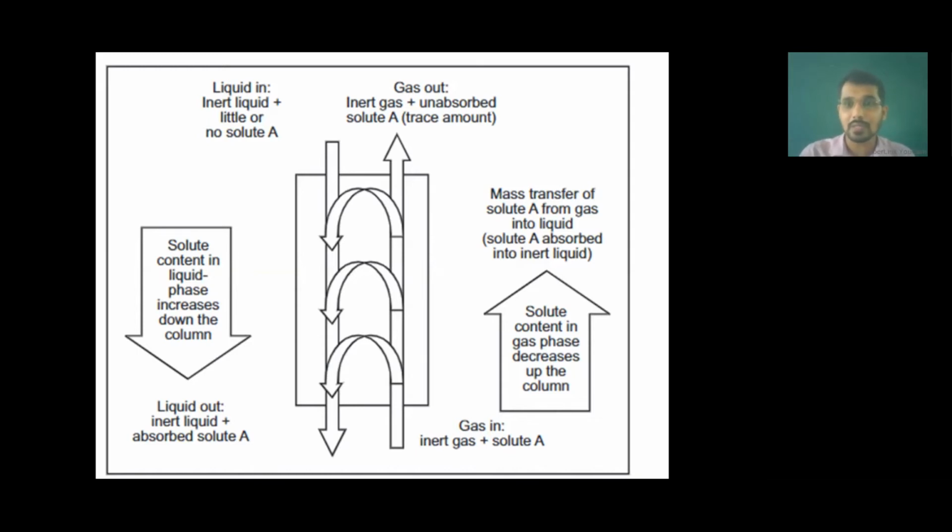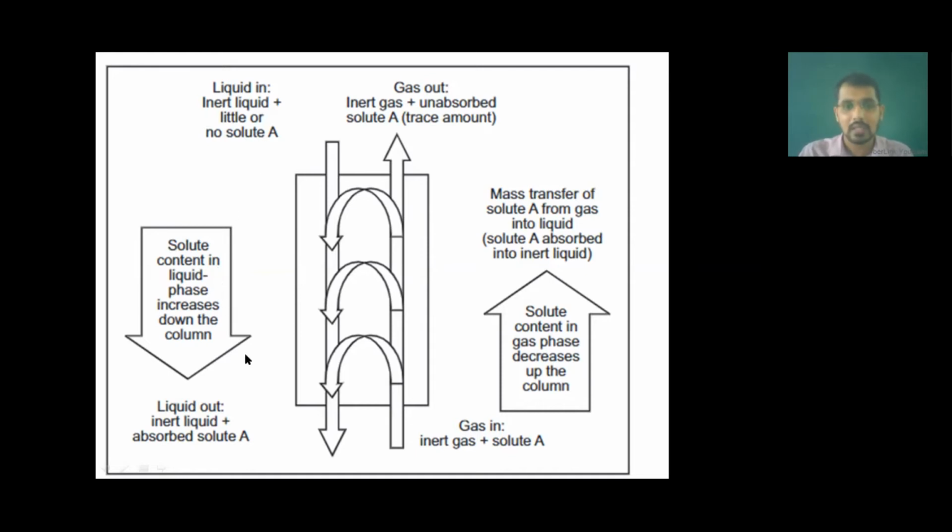Our liquid must be in pure form. That's why there is no solute. But in the exit stream of this liquid there will be some solute particles, and all those particles come from the gaseous stream, because we are removing some of the A which is present in the gaseous stream. You can see here the inlet of the liquid is inert liquid plus no solute A or a very small amount of solute A.